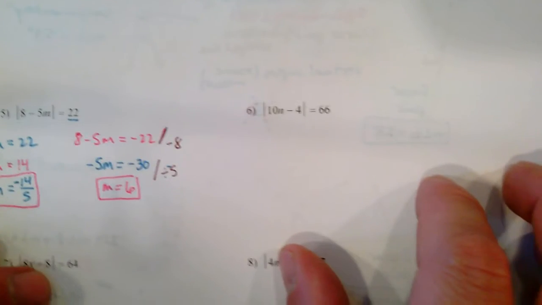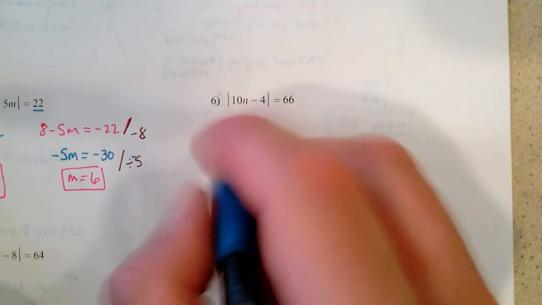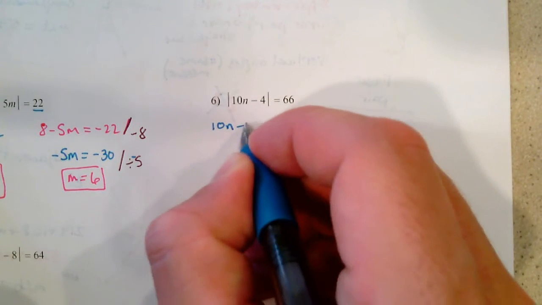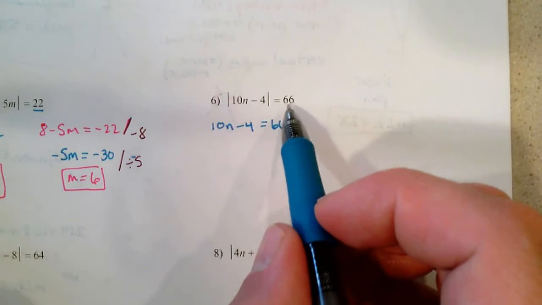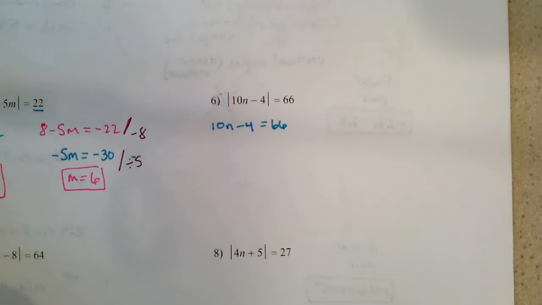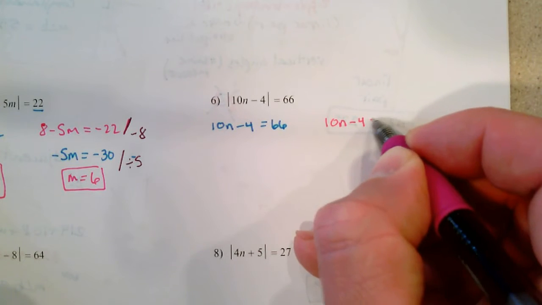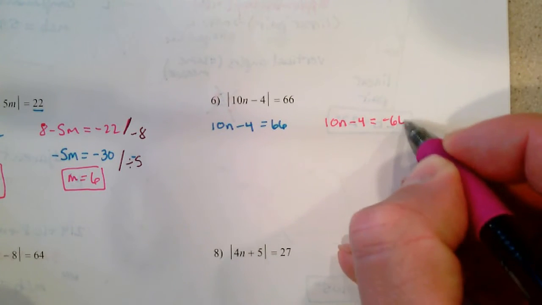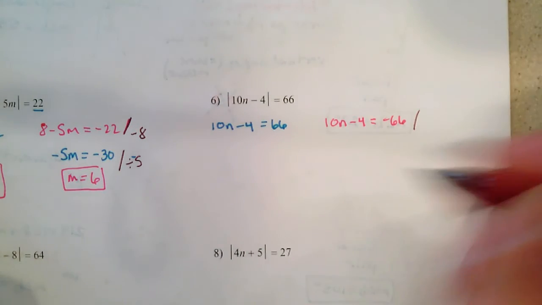Well, let's do one more of these. All right, here, 10n minus 4 could equal positive 66, because that would be 66 spaces away from 0 on the number line. Or 10n minus 4 could equal negative 66, because that's also 66 spaces away from 0 on the number line. That's what absolute value means. So our steps for solving the equation will be the same either way.